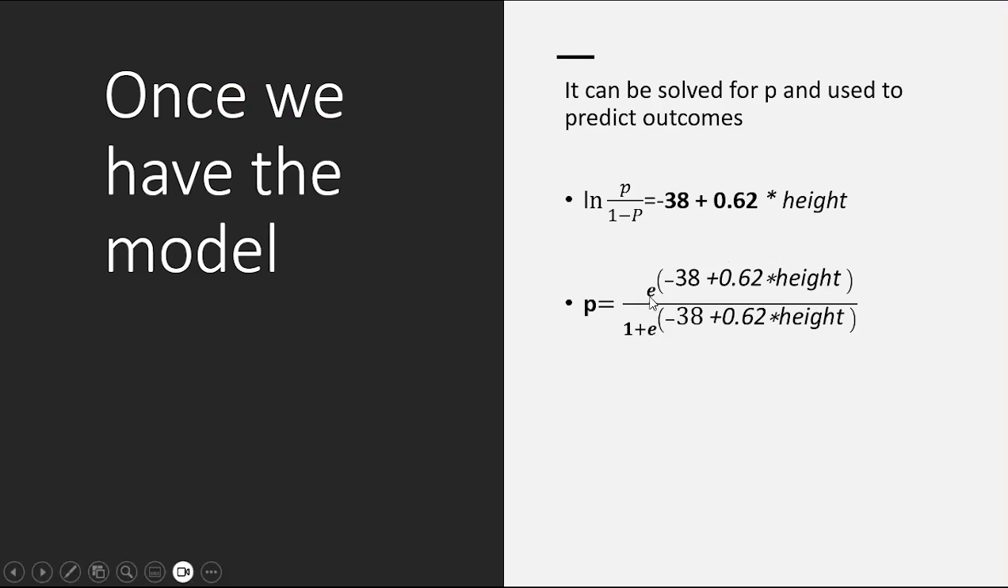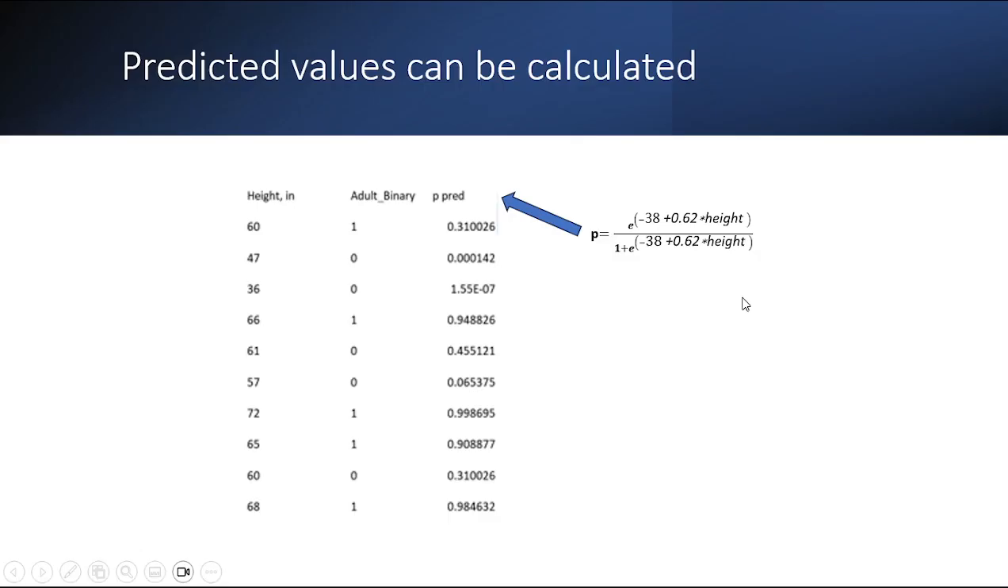And this is just a number. You got to type everything into your calculator, but e is just the base of natural logs, 2.7. And as long as you have a height value, you can find the probability that a person is a child or an adult by plugging the height in. Okay. So I did that right here. I took this data and I calculated p.